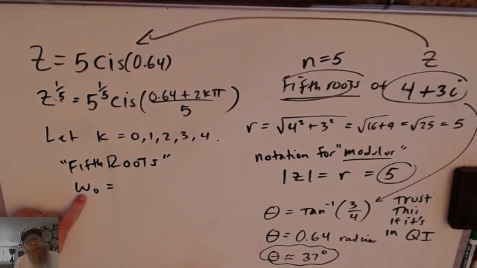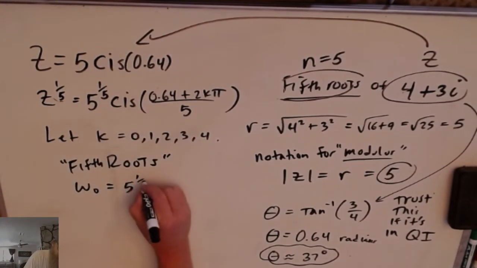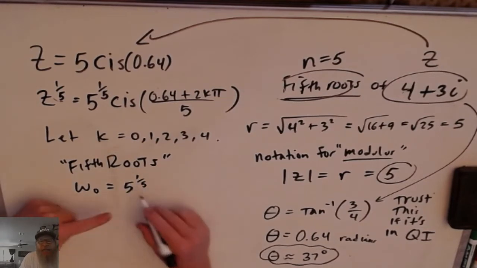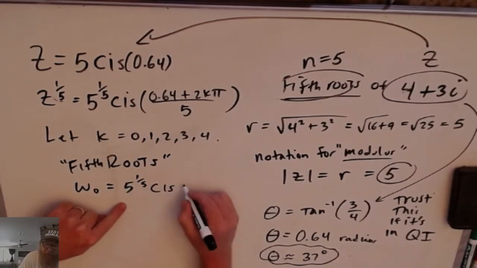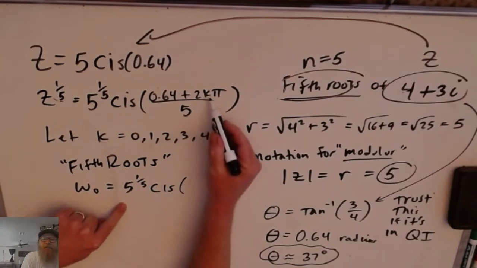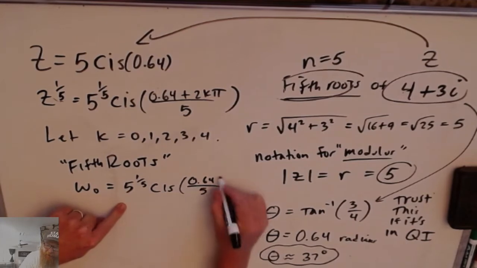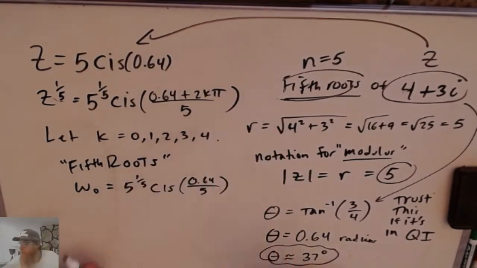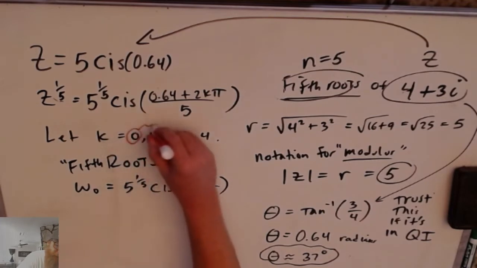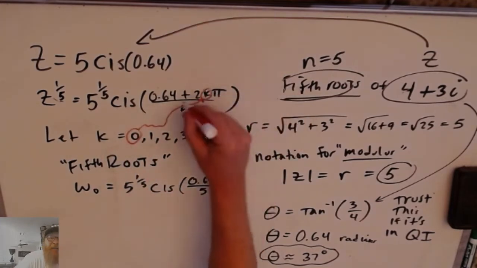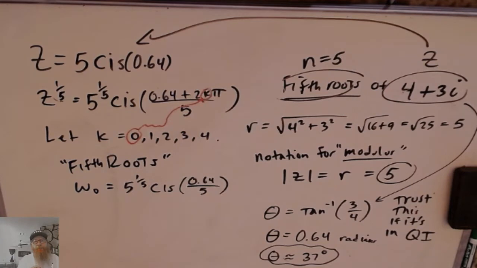The traditional symbol for a root is omega. It looks like a W. So omega 0 means what is my root if I plug in 0 into this recipe here. So it's going to be 5 to the 1/5, which is a decimal. We'll get to that in a second. Cis, you can just kill this when it becomes 0, so it's 0.64 divided by 5. When you plug in k equals 0, it's just going to kill that 2 pi term. It's just going to be gone.